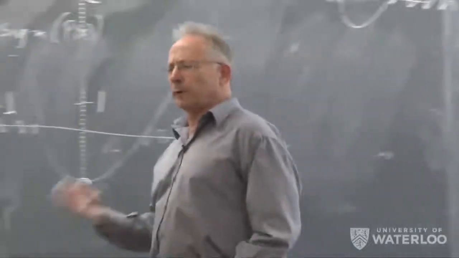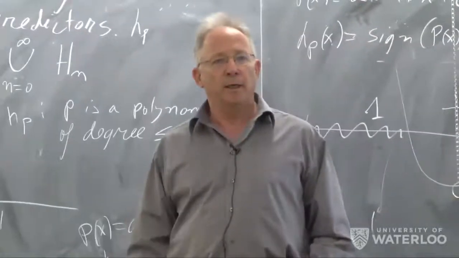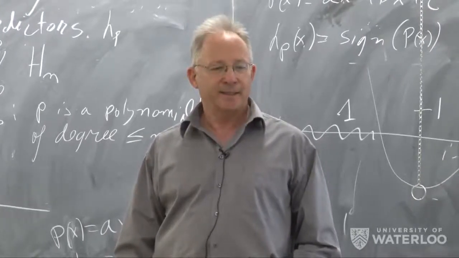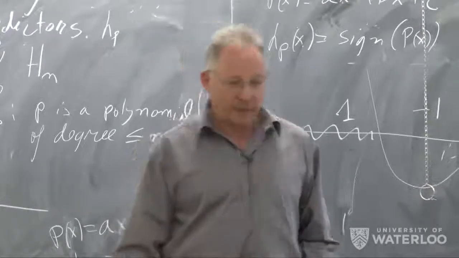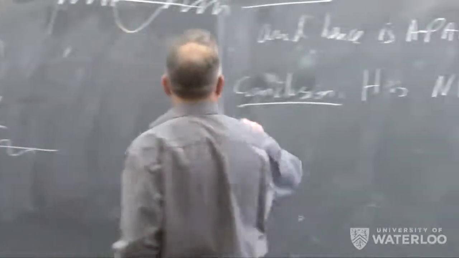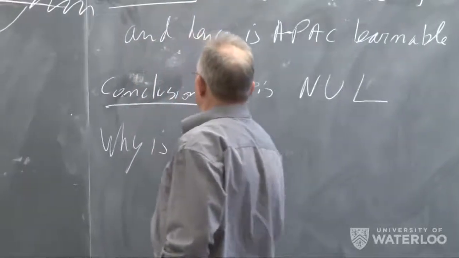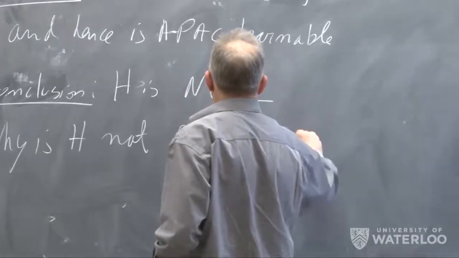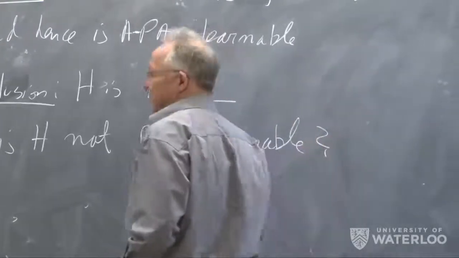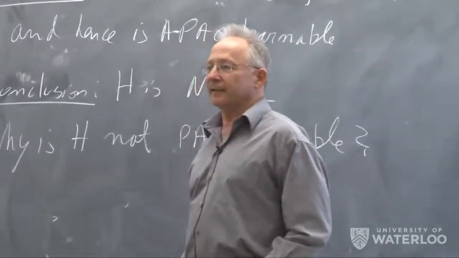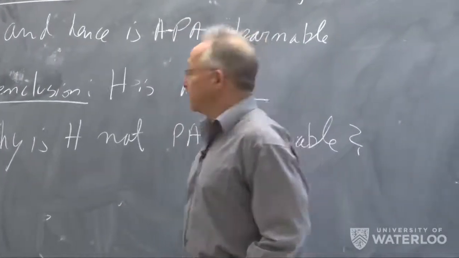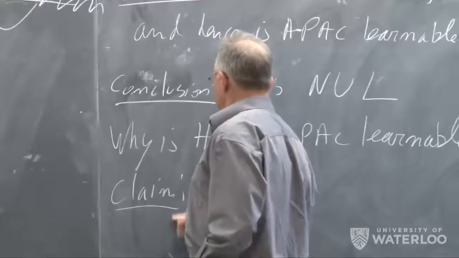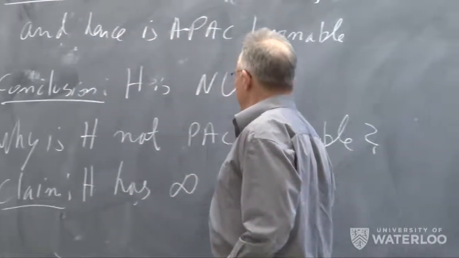But let us recall, what was I aiming for? What did I want to show you? What was I trying to show? That H is not PAC learnable. Why is H not PAC learnable? Anybody has an idea? Yes? Because it has infinite VC dimension. So here is another claim: H has infinite VC dimension.